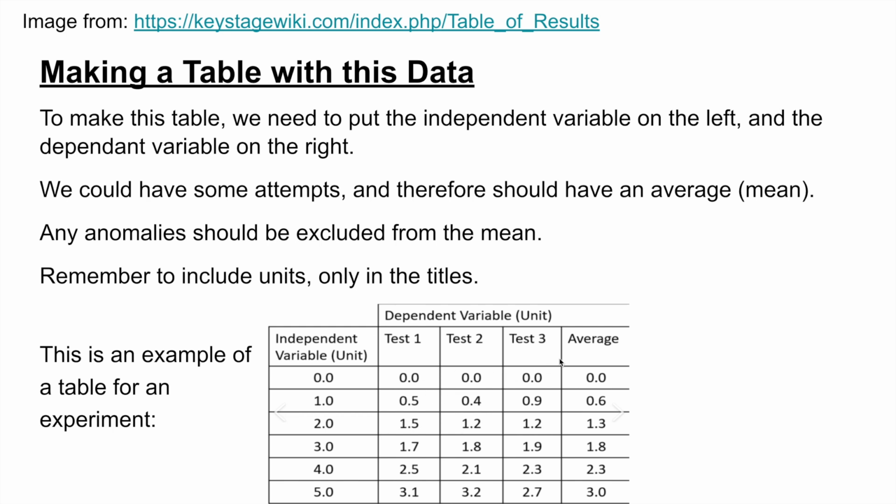If you have multiple attempts, make sure to also have an average, also called the mean. This is shown on the diagram as well. Also, any anomaly should be excluded from the mean. Lastly, remember to include units, but only in the titles.